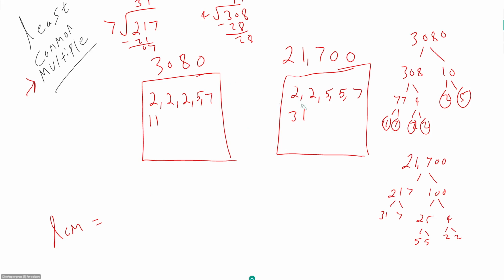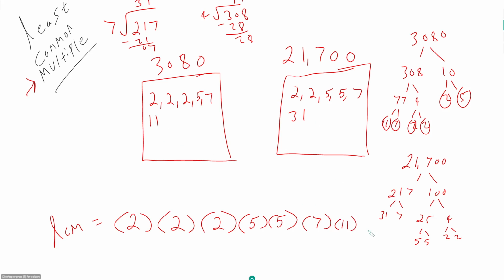So if we start with our 2's, I have 2 2's over here, and I have 3 2's over here. So I need to select my 2's 3 times, because I need enough to make the 3080. But then I can use 2 of those 2's to also make the 21700. So I don't need 5 2's, because I can use 2 of the 2's over here to make this guy over here. What about my 5's? I have 1 5 over here, 2 5's over here, so I need both of those 5's. And then I can use one of them to make 3080. 7 appears once in both of our guys. And 11 only appears over here, so I need that. And I need the 31, so I can make the 21700. This is our guy. This is the least common multiple of 3080 and 21700.